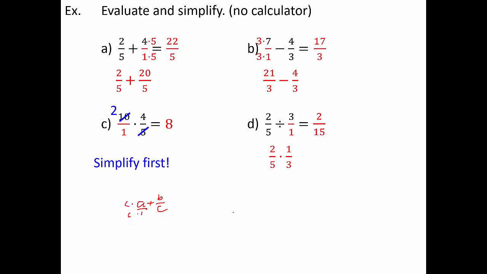And when I'm multiplying a whole number times a fraction, although you can still think of it as a whole number over 1 and then multiply straight across, you could also just recognize that the whole number is attached to the numerator. It is not attached to the denominator.